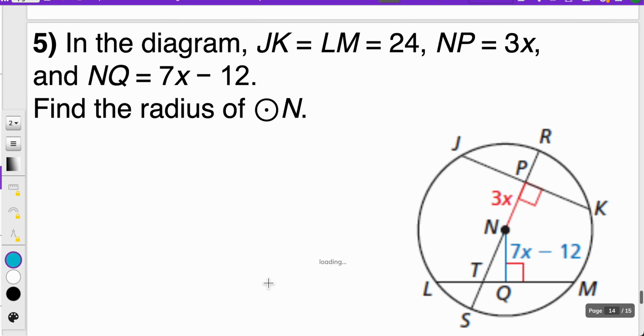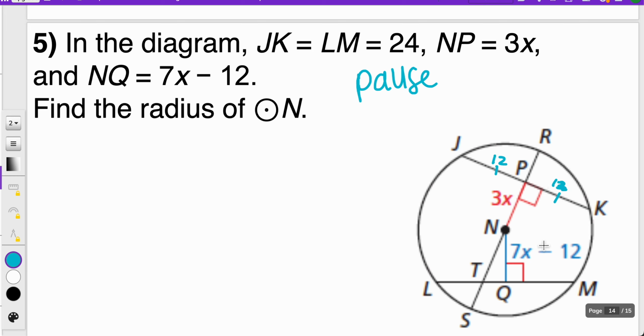One more, this would be a good one to pause and try on your own. So just like we did before, try this one, see what you come up with, and when you're ready to check, click play. All right, JK is equal to LM here, and those are both equal to 24. For JK, because this is equal to 24, that means JP and PK are equal because we have that perpendicular bisector, so both of these are simplified to 12.